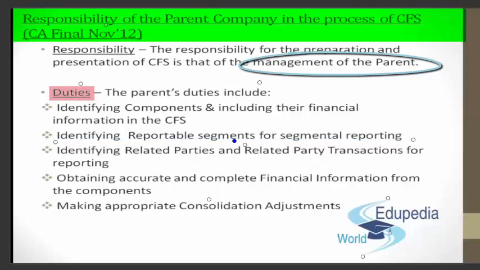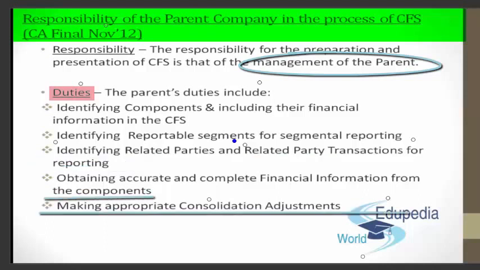Number 3 will be the identifying of related parties and related party transactions for reporting. So you need to identify who all and what all are the related parties for the company, wherein the company has invested its investments for their subsidiaries or its joint ventures. So who all are the related parties and what all have been covered under related for the reporting purposes.